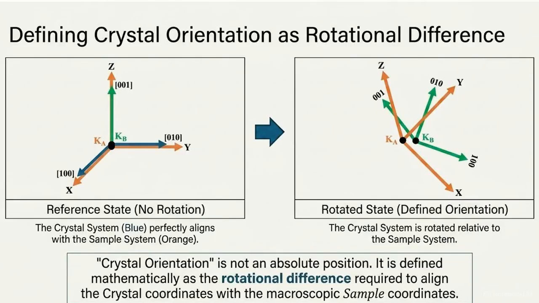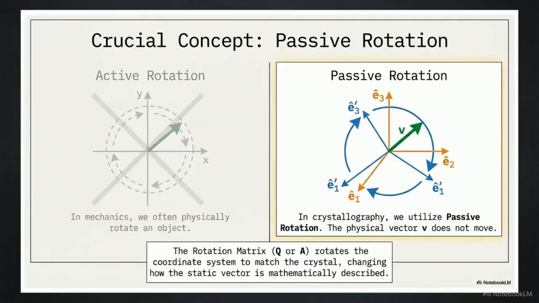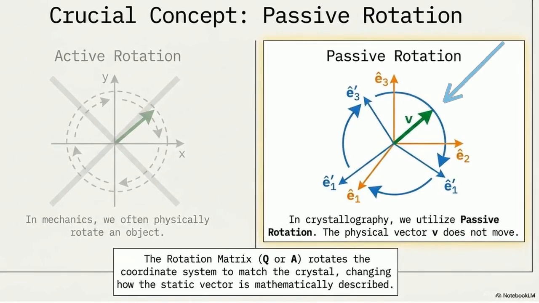This diagram outlines how we define crystal orientation. It is not an absolute position. Instead, it is calculated mathematically as the rotational difference required to align the internal crystal coordinates with the macroscopic sample coordinates. To execute this, we rely on passive rotation. Mechanics uses active rotation, physically turning an object, shown on the left. Crystallography uses passive rotation, on the right.